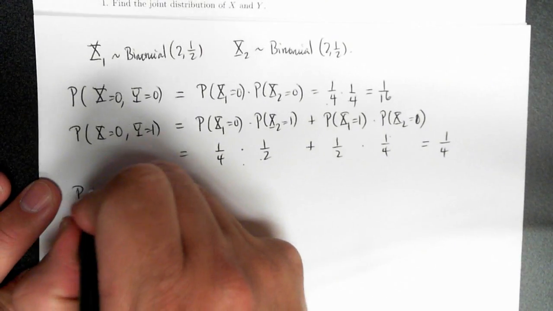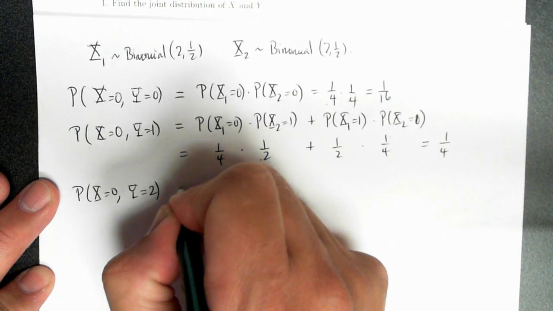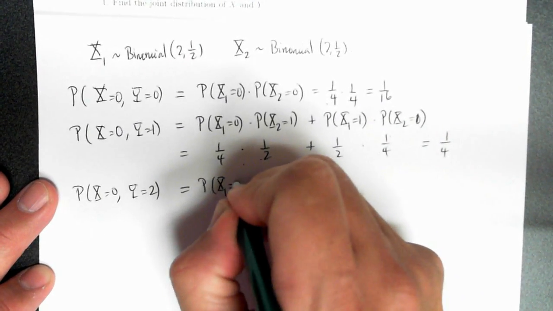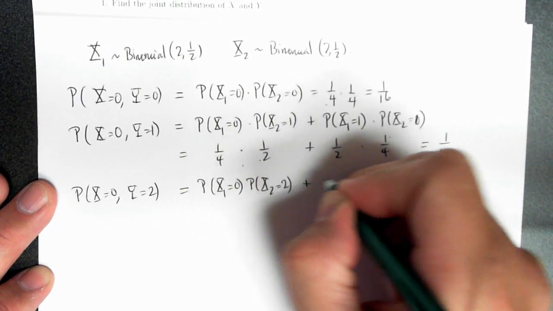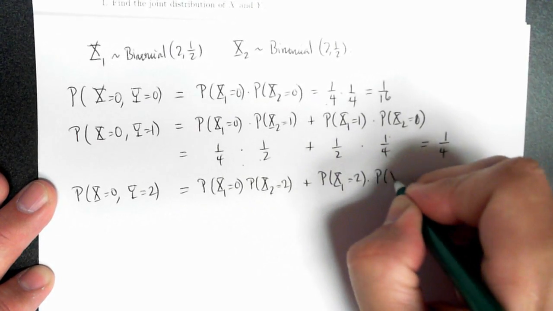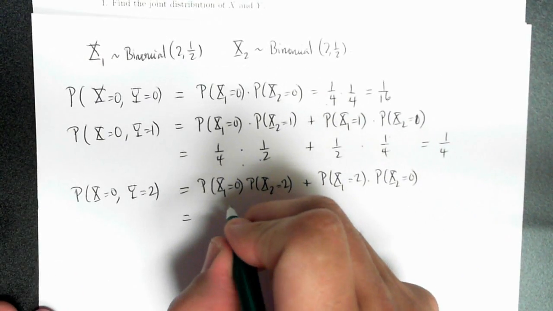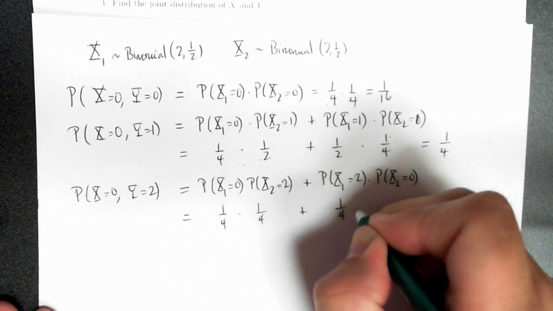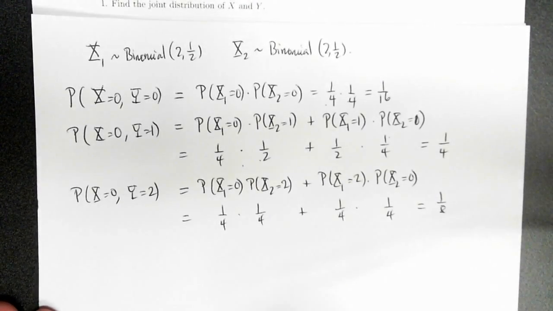Possibility number three is that the minimum is 0 while the maximum is 2. The chance of that happening is, well, you could have 0 heads on the penny and then 2 heads on the quarter, or you can have 2 heads from the penny and 0 heads from the quarter. The chance of that happening is a fourth times a fourth plus a fourth times a fourth, and that works out to be 1/8.